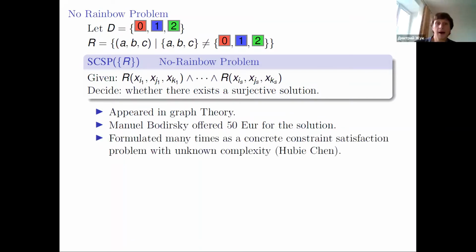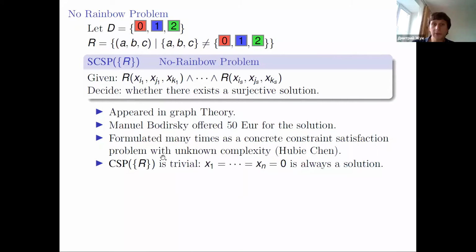Okay, so this problem was formulated many times as a concrete constraint satisfaction problem with unknown complexity. For example, there is a talk by Hubie Chen where he formulates 3 concrete open problems, and this problem was one of them. Last time he made this talk, I believe it was in March or something, so it was this year. Okay, what else is clear? It's clear that CSP over R is trivial because we can always take the solution 0, 0, 0, 0.